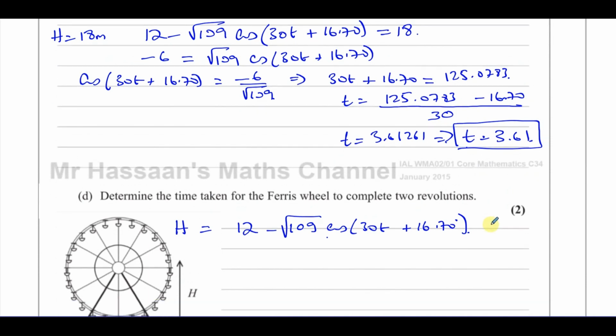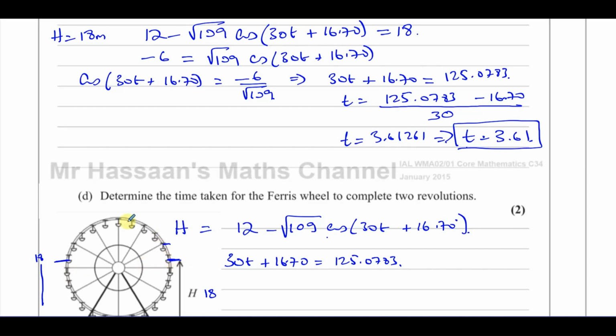But I think there's an easier way that the mark scheme shows, but that's not so obvious. So I'll show you what I would have done if I sat this exam. I would have said, okay, we know that 30t plus 16.70 equals 125.0783. We want to find the next time where it is in that same position as this, where it's 18 meters and it completes 2 revolutions. So supposing this is 18 meters over here, I don't want to know the next time it reaches 18 meters, which is over here.